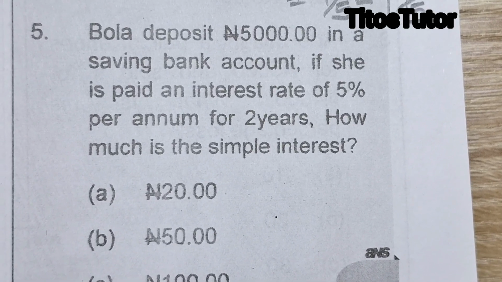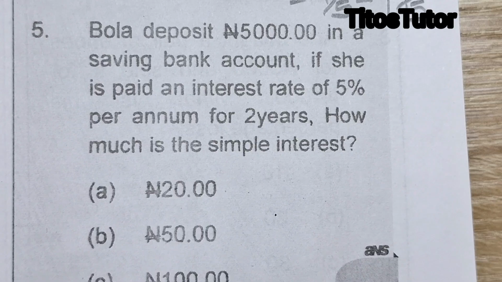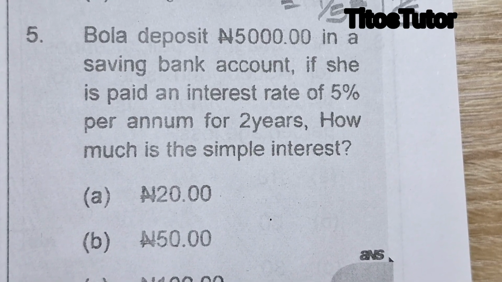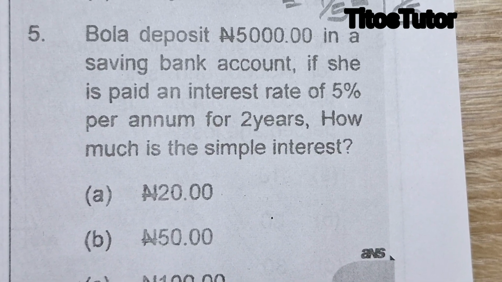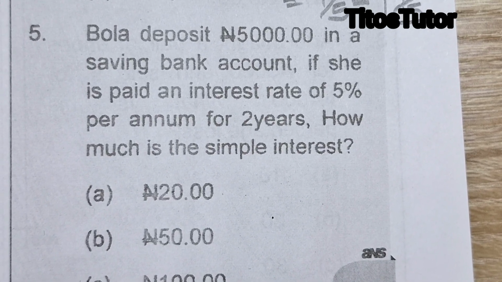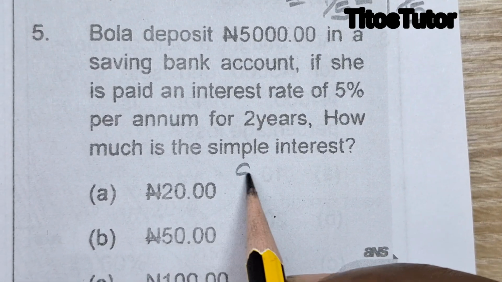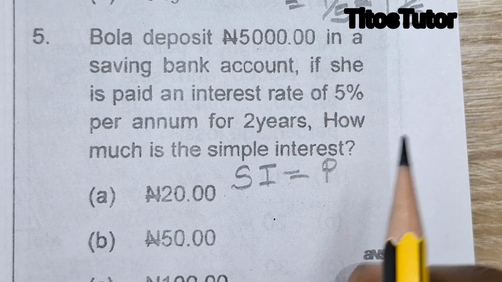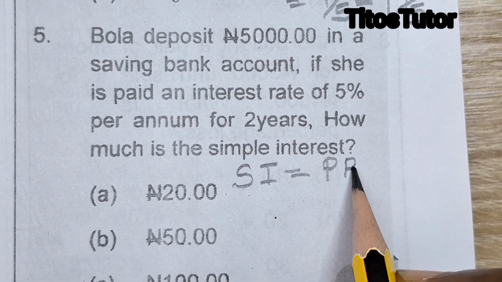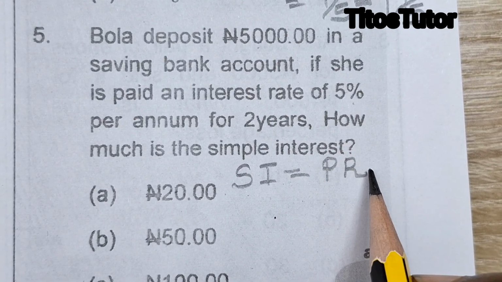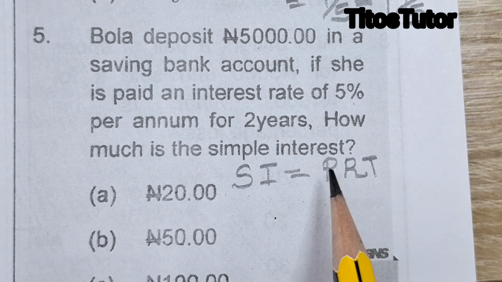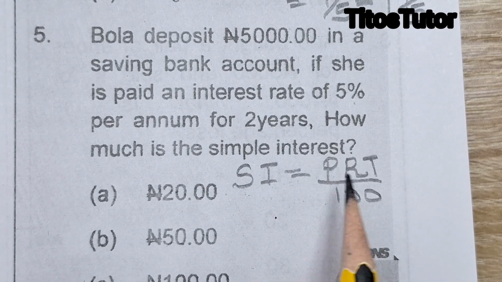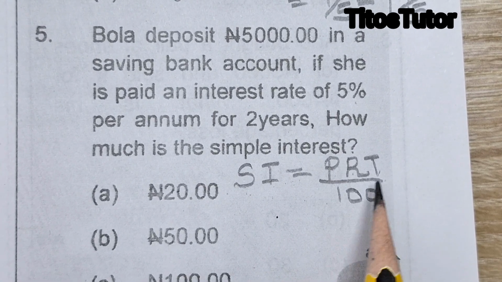It says, Bola deposited 5,000 naira in a saving bank account. If she is paid an interest of 5% per annum for 2 years, how much is the simple interest? Remember, simple interest is equal to principal amount deposited times rate, the percentage, times time, the years, all over 100.